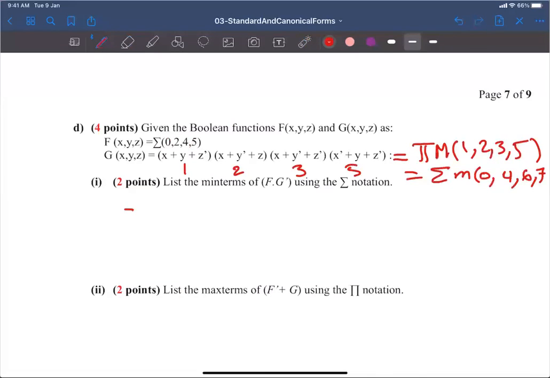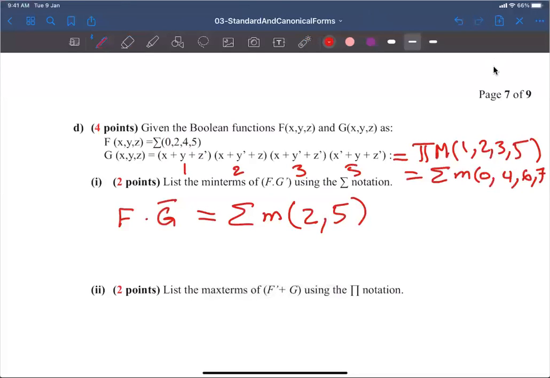So let me say F ended with G complement is going to be equal to sigma. The 0 is not showing, and the 1 is not showing. The 2 is showing. The 4 is not showing. The 3 is not showing in both, and the 5 is showing. So the answer is going to be 2 and 5. Do you see that? Any questions? So let me stop here. I'm sorry for taking one more minute of your time.